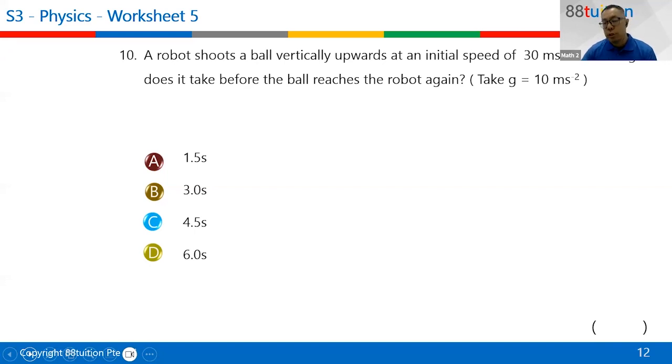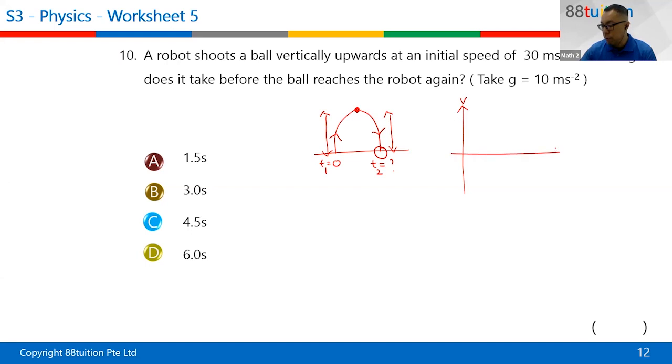So what this question is saying can be represented graphically like this. You shoot something up, it reaches the highest point, then it comes down. So they're asking, this is t equals 0, at what time will it reach the ground again? Best you draw. Remember this height and this height is the same. So if I draw a speed time graph or velocity time graph, it looks like this.